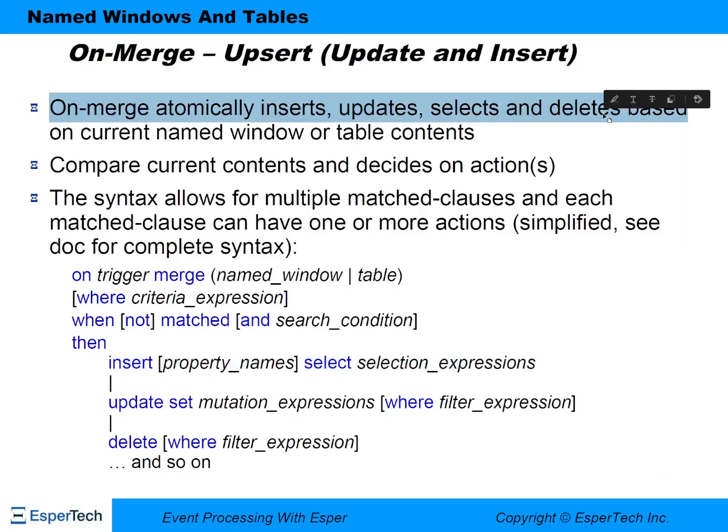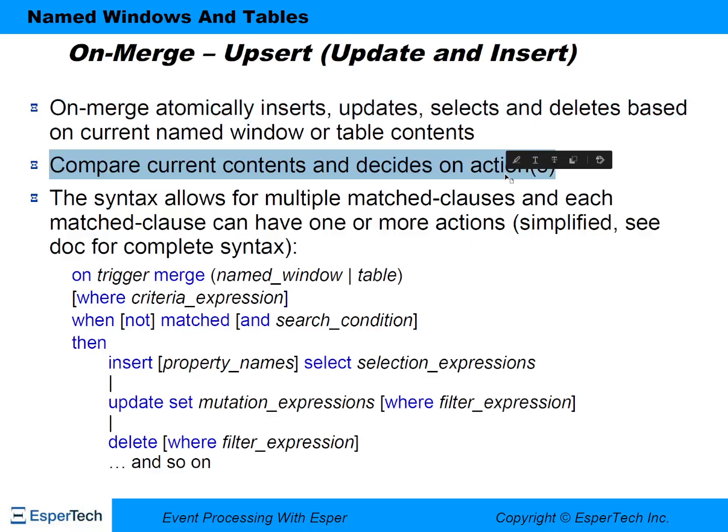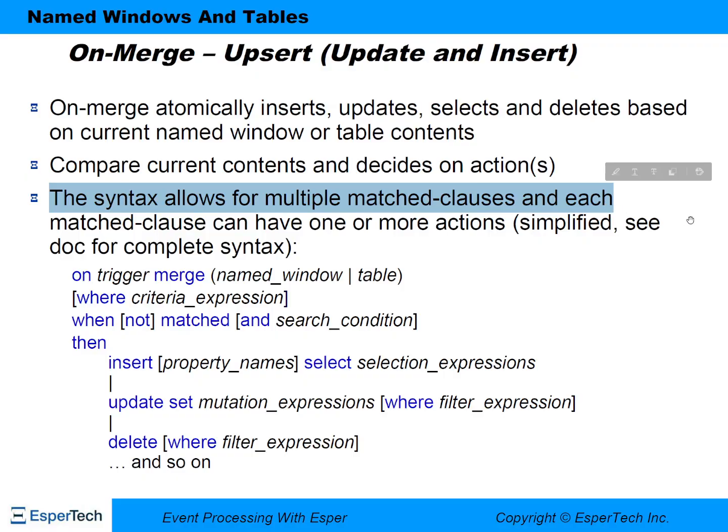OnMerge atomically inserts, updates, selects and deletes based on current named window or table contents. OnMerge compares current contents and decides on actions. The syntax allows for multiple matched clauses and each matched clause can have one or more actions. This syntax is simplified and the documentation has the complete syntax.